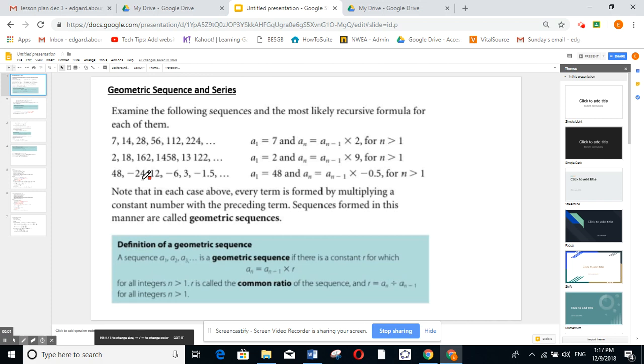Welcome to the last video, number 4. Now we're going to talk about geometric sequence and series. What is a geometric sequence?